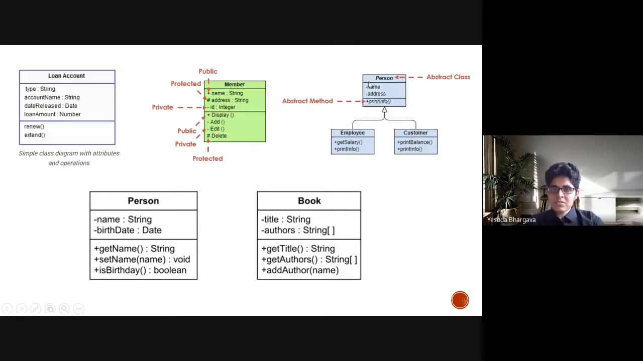Another example is of an abstract class. An abstract class is generally mentioned by italics, and then an abstract method is again in italics. It can be overwritten in the classes which are using this abstract class. So if you have any abstract class in your system, then you can denote it like this. I'm just giving you certain examples of how a class is denoted in a class diagram.